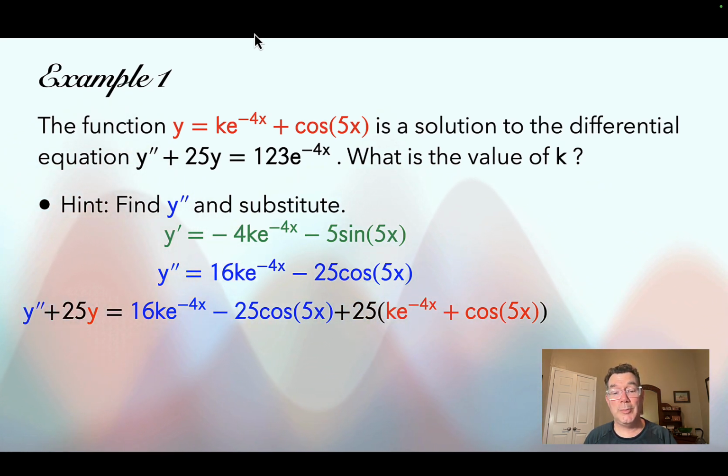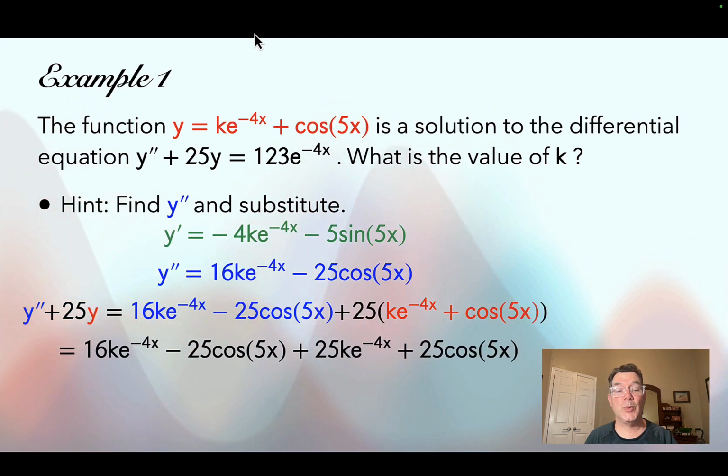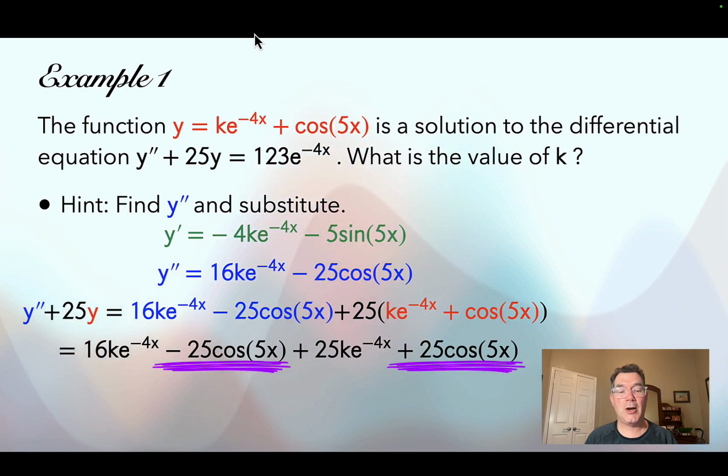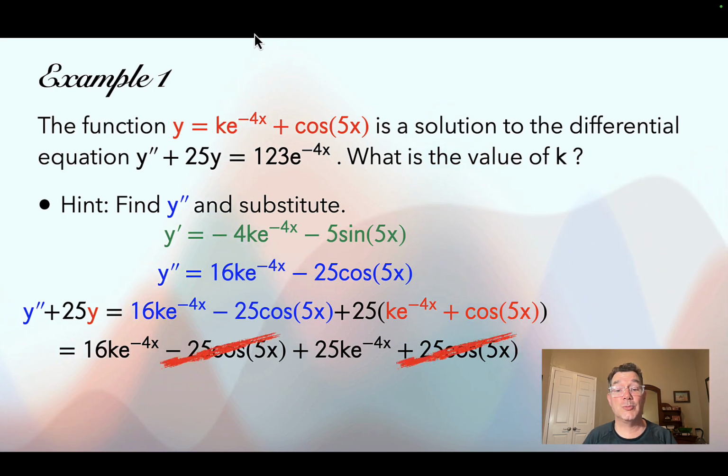I'm going to have to do a little bit of algebra to expand those parentheses at the end and multiply those terms by 25. But when I do that, I notice that I've got two terms that look the same, but one's a plus and one's a minus. So I'm going to go ahead and subtract those out.